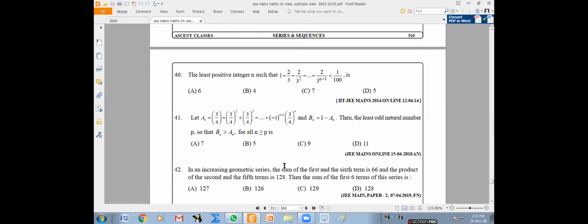Anything else up to 40? Anybody? You want me to scroll back? 40? 41, I'll discuss. I'm asking, up to 40, any doubt? 21 to 40, all doubts are clear, right?